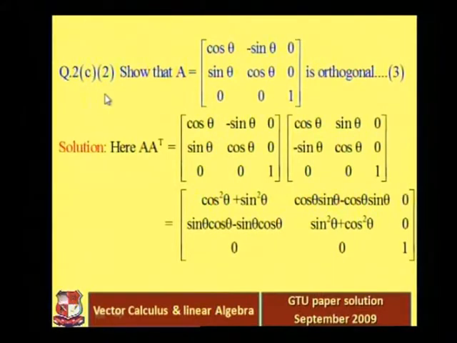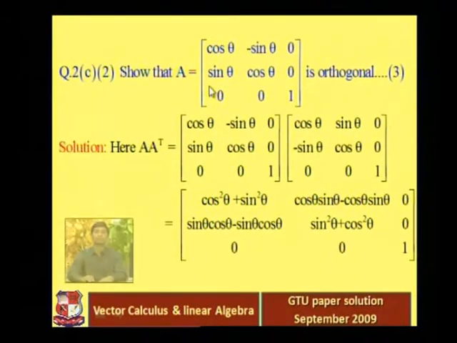Question 2c, second part. Show that this 3 cross 3 matrix is orthogonal. Now if you want to prove that any square matrix is orthogonal, what is the condition? A into A transpose should be the identity matrix, right? A into A transpose should be the identity matrix. So that is what we want to check here. So we multiply A into A transpose and let's see what the answer is, right?